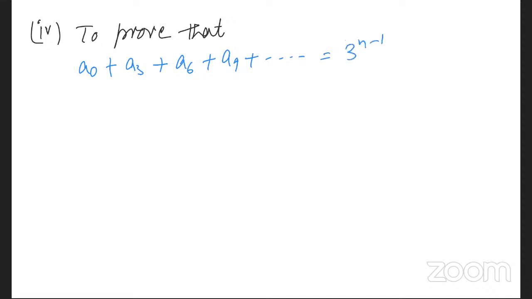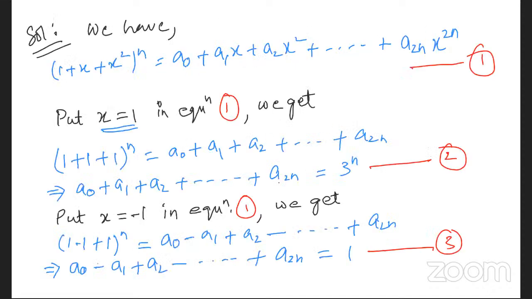To prove that, what do we need to prove? Prove that a0 plus a3 plus a6 plus a9 plus so on is equals to 3 to the power of n minus 1. Now, if you look at the second equation we got, we'll try to consider this second equation, a0 plus a1 plus a2 plus so on a2n is 3 to the power of n.